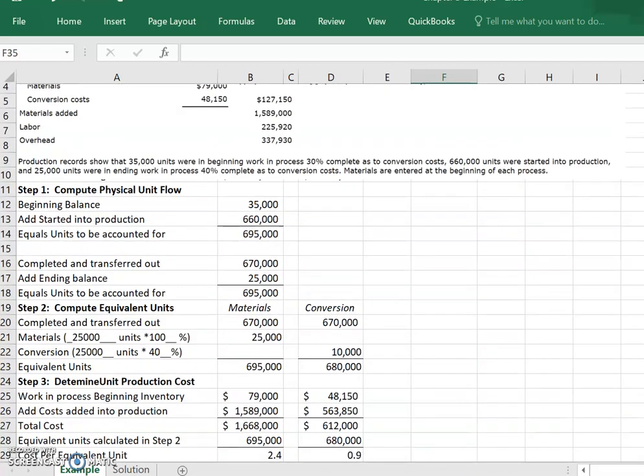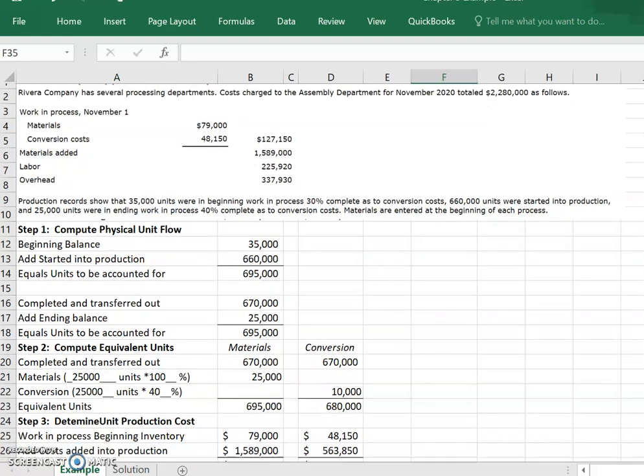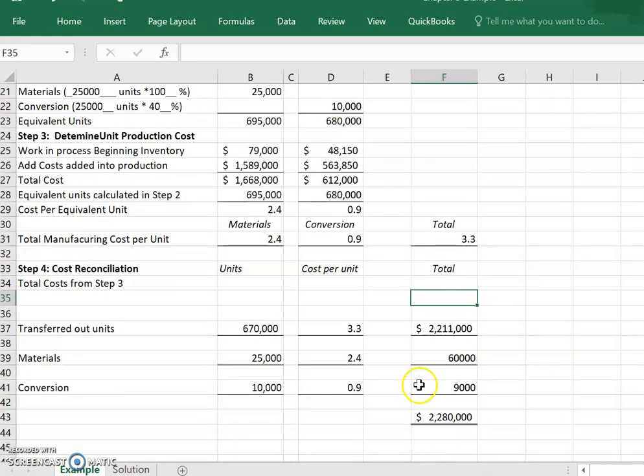And if I come up to my problem here, in that first sentence, I don't even have to add all this up, but it tells me what my total cost is, which is 2,280, which I can double check, and it is 2,280, and they agree. So that is helpful for part B of this problem, walks you through all of that.